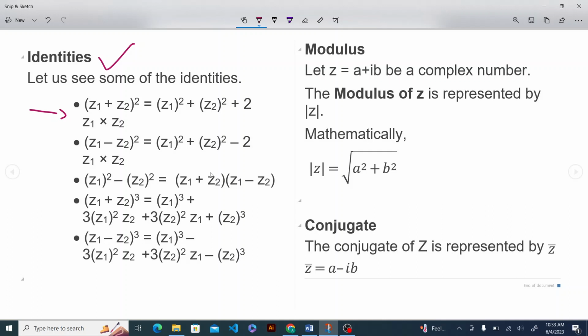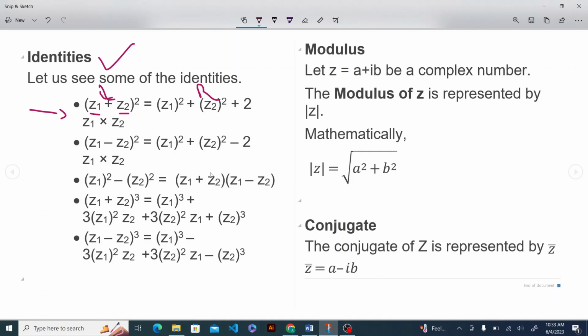According to this identity, if we add two complex numbers z1 and z2 and then take its whole square after adding them, then it will be equal to, this is the left hand side and this is the right hand side. So this left is (z1 + z2) whole square, means two complex numbers are added and then its whole square is being computed.